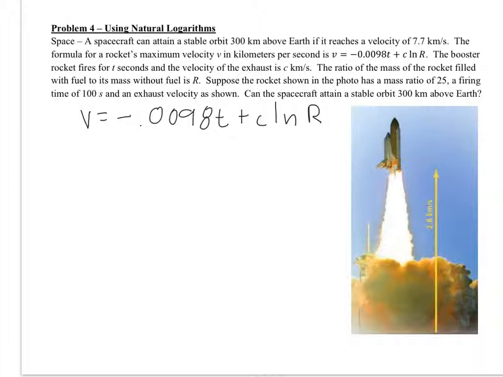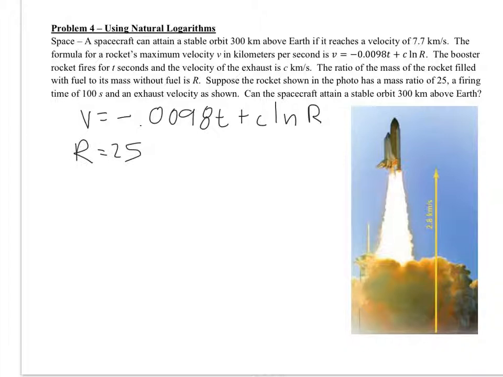Spacecraft contain a stable orbit of 300 kilometers. Earth reaches its velocity at 7.7 kilometers per second. To calculate the velocity in kilometers per second is that equation. The booster rocket fires after t seconds. The velocity of the exhaust is c. The ratio of the mass that can be filled with fuel and the mass with the fuel is r. So suppose the rocket in the shown mass ratio is 25. So that just said that r is 25.